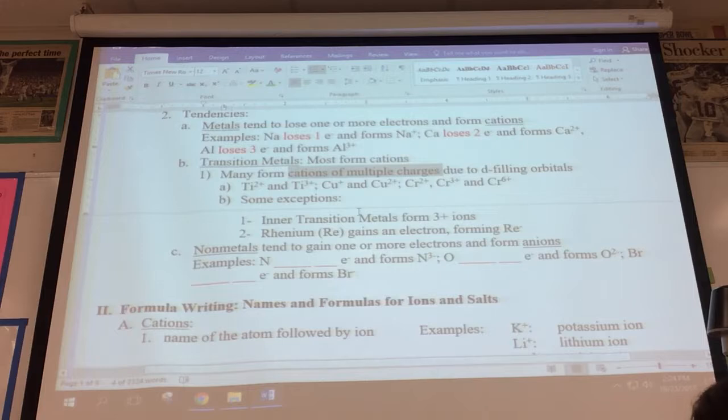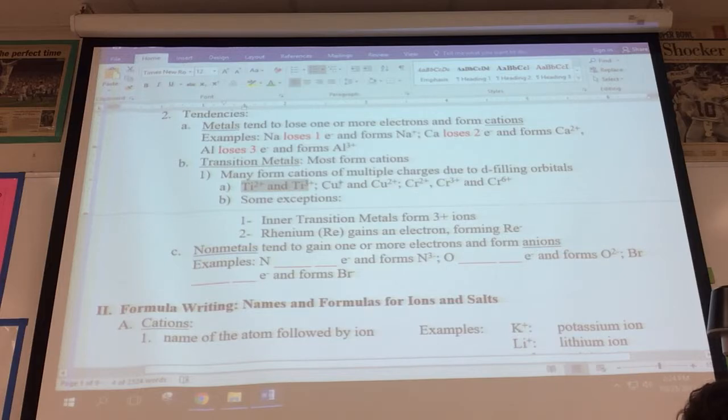3. 2 is correct. And they will often form ions of 2+ charge, but some have the ability to form 2+ or 3+. Some have the ability to form 1+ or 2+, and some, like chromium, have the ability to form 2+, 3+, or 6+. So, for example, titanium can form a titanium 2 ion or a titanium 3 ion. We'll get into the naming shortly.